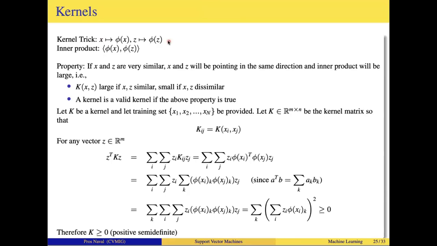Let's take a look at the kernels. Kernel trick is the following. Basically, you map your x into a higher dimensional space using the kernel. So the feature space now is phi of x. Okay, and similarly here for z. So phi of z. Now the inner product is your kernel. So the first step is to map it. Then you do the dot product operation.